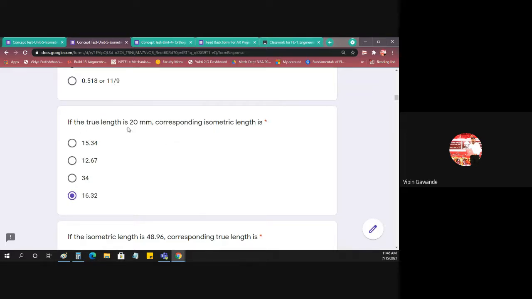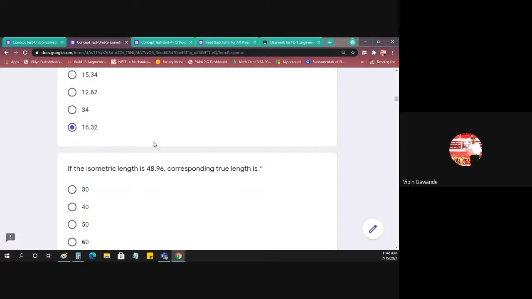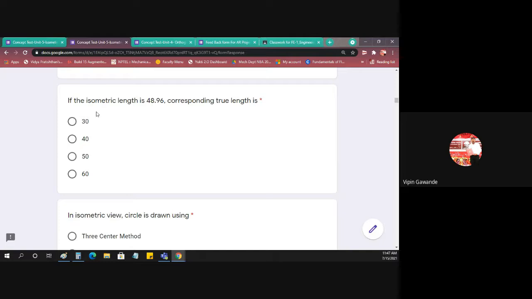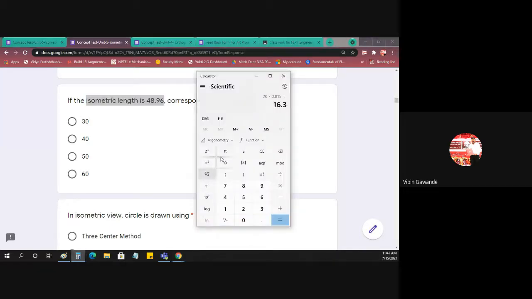Okay. So 20 multiplied by 0.815. Now, you have to read the problem carefully. See here, the true length is given, isometric length is asked. Now here, the next problem is what? Here the isometric length is given. We have to find out the true length now. So we have to do the opposite of that one.